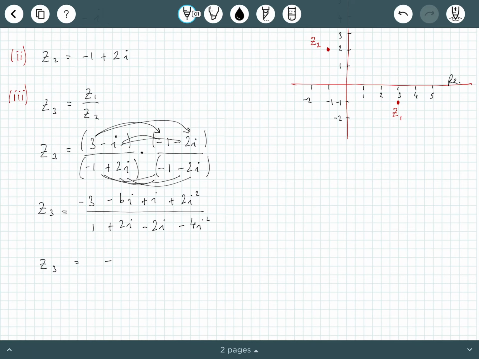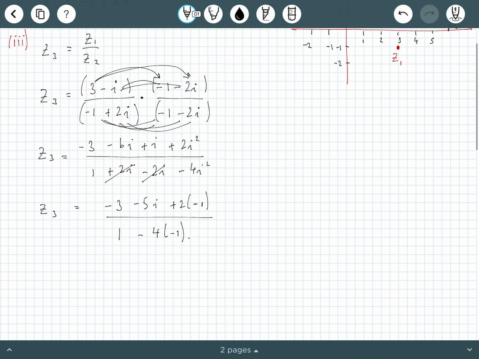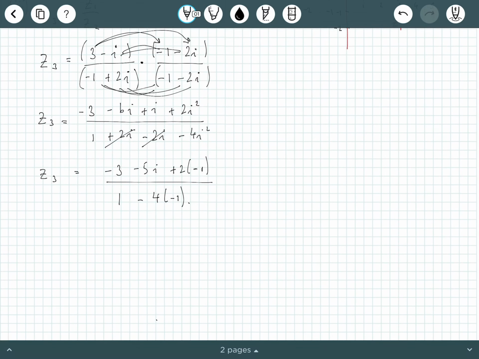Okay, so we've got minus 3, minus 6i plus i is minus 5i, plus 2 times, remember i squared is minus 1. Okay, they cancel. 1 minus 4 times minus 1.